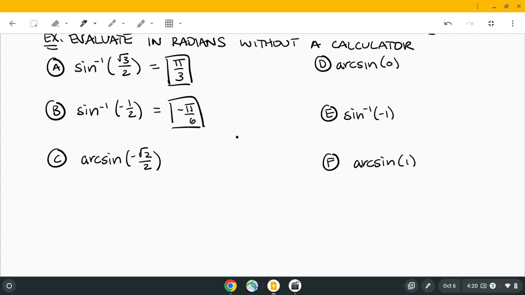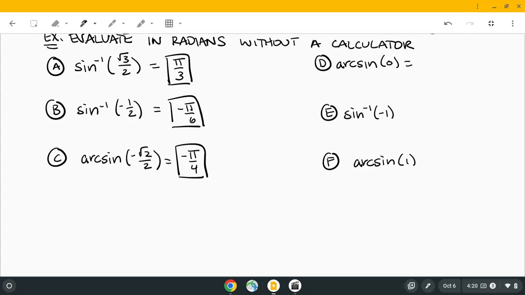Okay? And then arcsine of negative square root 2 over 2. So that's going to be 45 degrees, which is pi over 4, right? But not positive pi over 4. It has to be negative pi over 4, because sine of positive pi over 4 is positive square root 2 over 2. All right, arcsine 0.